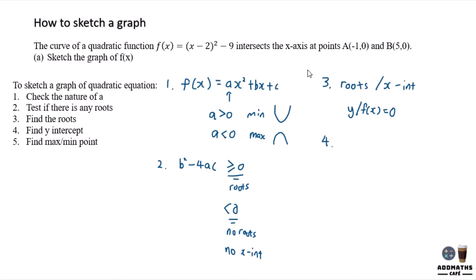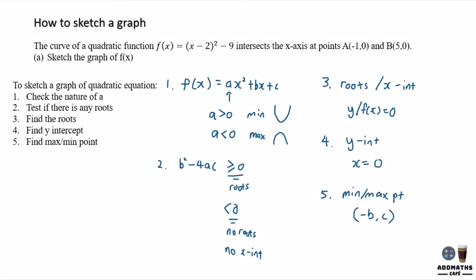Then point number 4 is to find the y-intercept, which means you put x equal to 0, then you will get the y answer. That will be your y-intercept. Then the fifth point is to find the minimum or maximum point. It is a coordinate with negative b, c. This you will get from the quadratic function equation here.